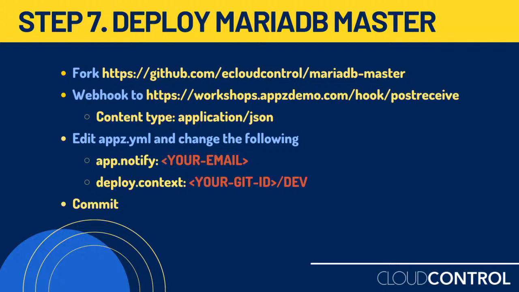Again, the webhook URL is exactly the same that you will be setting up, and for the content type you will use application JSON. The same two changes that you made for Vault in the AppZ YAML, exactly the same changes you will be doing for this also. And commit. Again, you will see the magic happen.